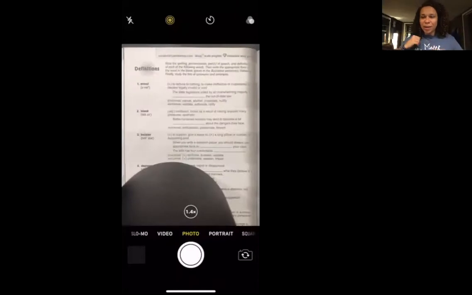Hi, eighth grade. We're going to go over level C, unit 4 today. It's going to be quick, easy. You need your vocab book, writing utensil, and a highlighter. Let's get started. If you ever need to pause because I'm going too fast, you can.